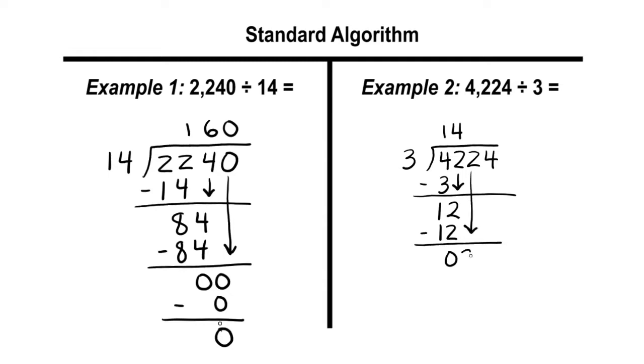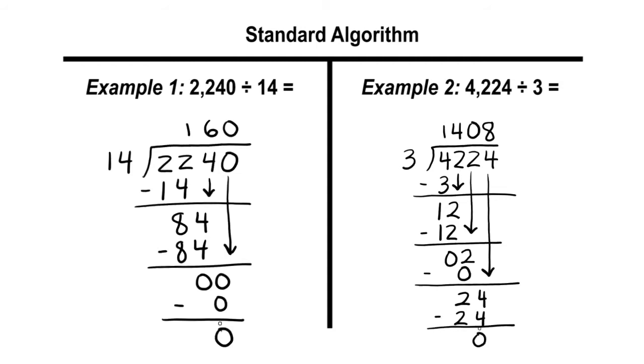Bring down the two tens. 2 divided by 3 is 0 tens. 0 times 3 equals 0. 2 tens subtract 0 equals 2 tens. Now bring down the 4 ones. This 24 is really 24 ones. 24 divided by 3 is 8 ones. 8 times 3 equals 24. 24 subtract 24 equals 0.